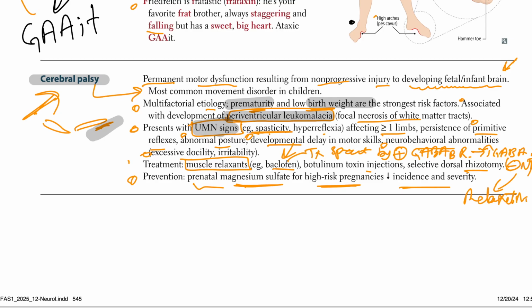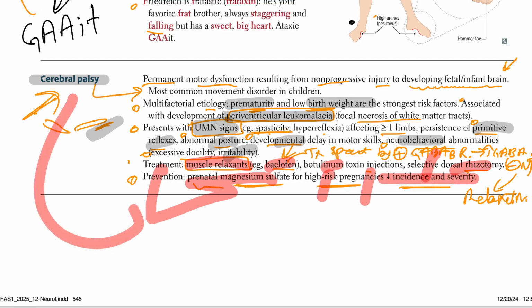It's going to present with upper motor neuron signs, with primitive reflexes being there, abnormal development, abnormal posture, neurobehavioral abnormalities, and irritability. Treatment-wise, you can give a muscle relaxant like baclofen, botulinum toxin, or selective rhizotomy. Prevention-wise, you can give magnesium sulfate, which for a high-risk pregnancy decreases the incidence and severity of CP, cerebral palsy. And that is all for CP.